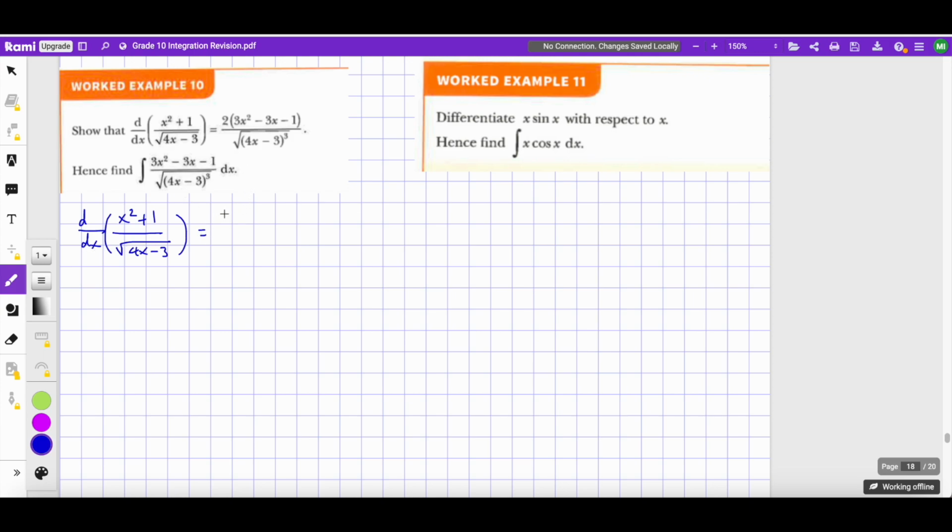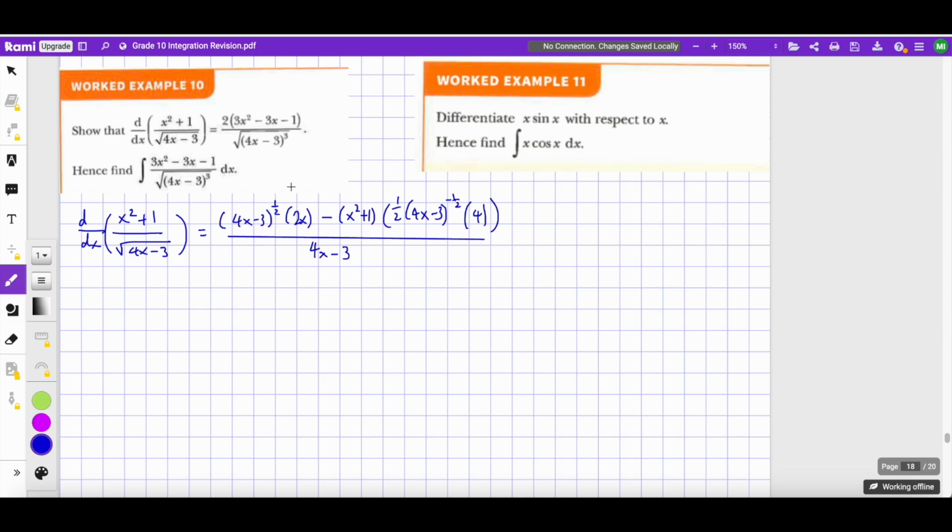So this would be 4x minus 3 to the power of half. Differentiate the numerator, we have 2x, minus the numerator times the derivative of the denominator. That would get us half, 4x minus 3 to the power of minus half, times 4. All right, and then the denominator side, we will go ahead and square it. So we have 4x minus 3.